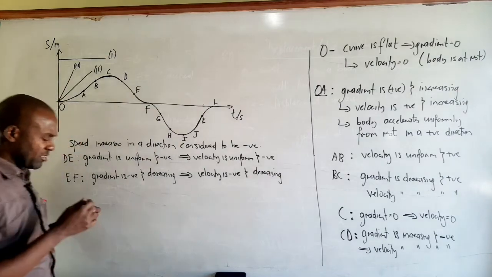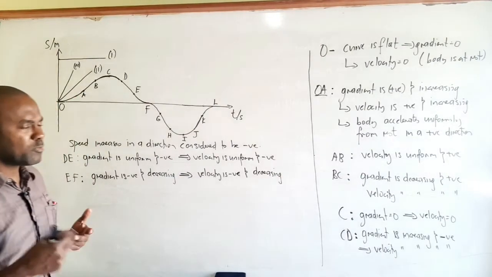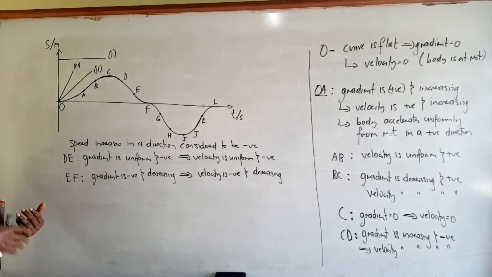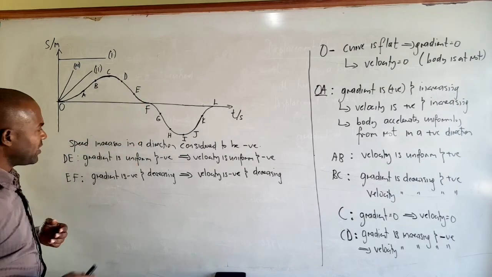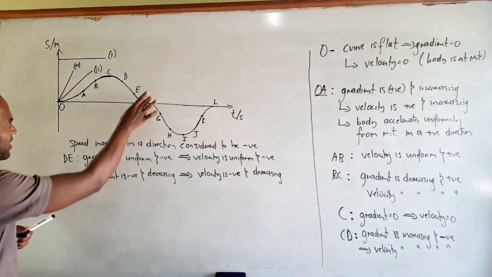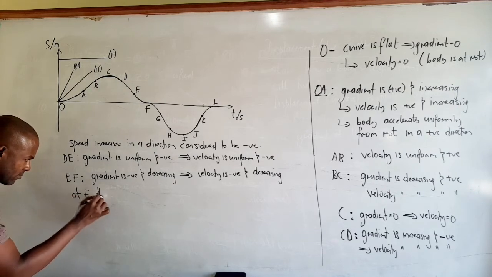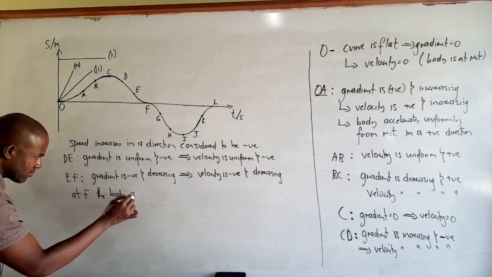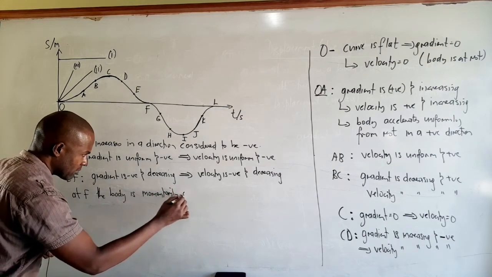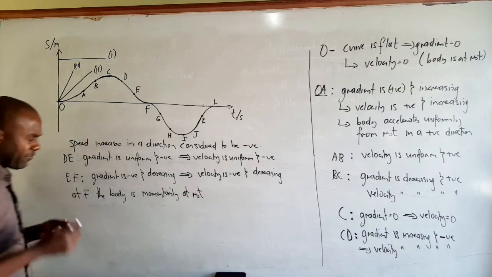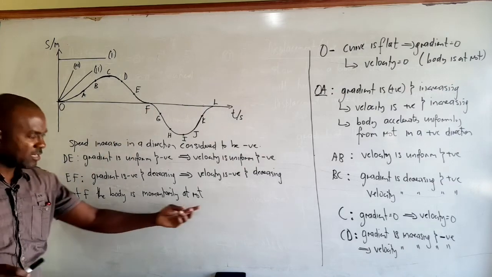right? So basically what this means is that the body is moving in a direction that we consider to be negative, but it is actually slowing down in that direction. So the body is now moving back towards its reference point, and it is slowing down. And basically at F, it is momentarily at rest. Right? So at F, the curve is once again flat. The gradient is equal to 0, and it therefore means that the body is momentarily at rest.